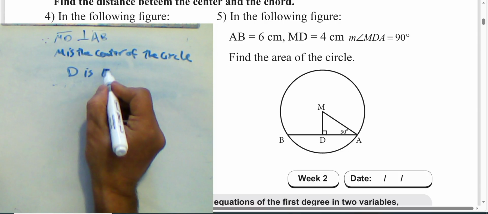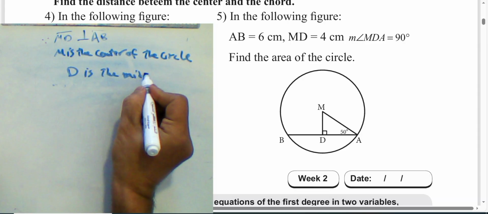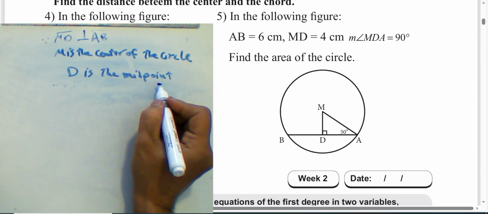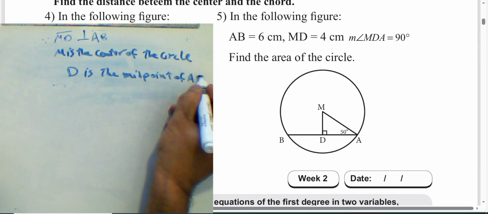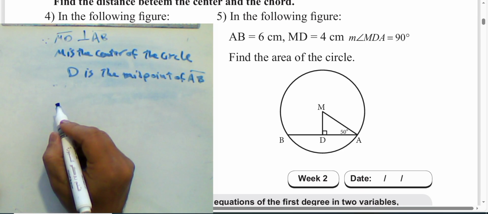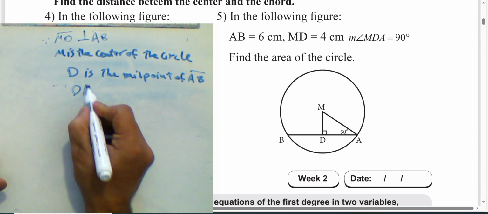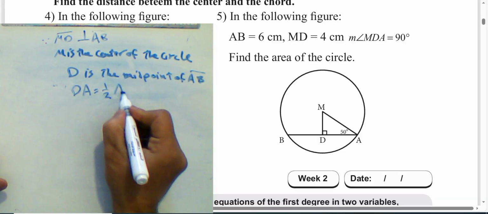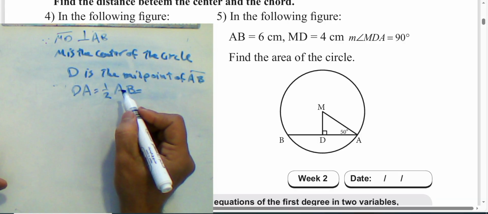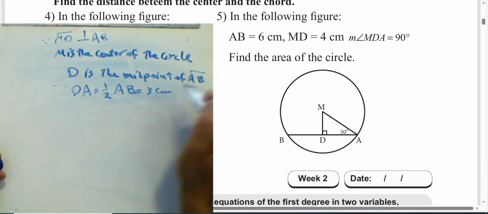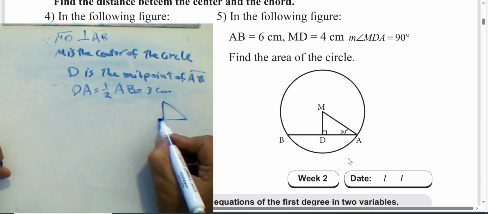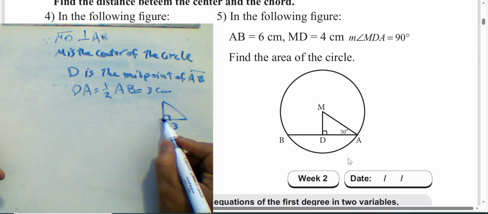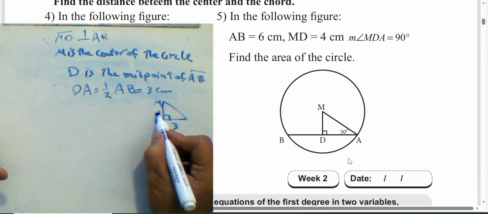D is the midpoint of AB. Okay, D is the midpoint. Then the length of DA will be half of AB. AB was 6, so it will be 3 centimeters. Then DA was 3 centimeters. See this part, this 3 centimeters, and he gave me MD as 4 centimeters.